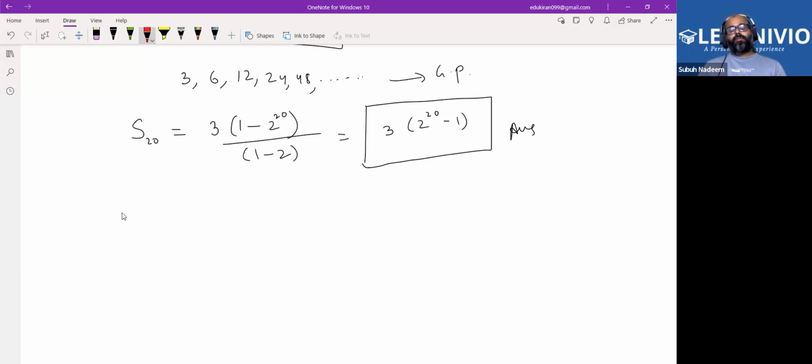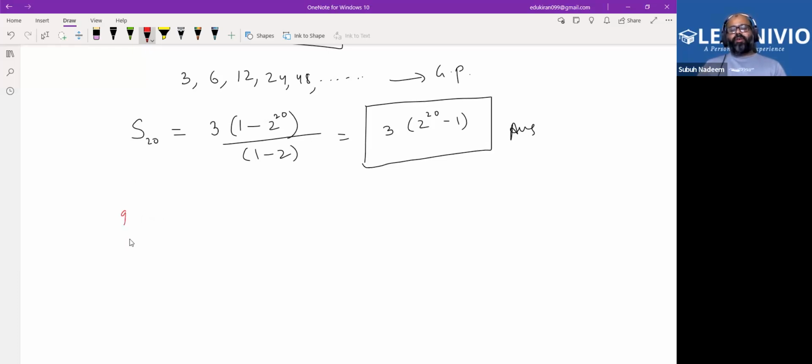Finish, sir. Okay. Now one more thing is here, which is not in AP. In AP, we studied what is nth term, what is sum till nth term. Similarly, in GP, we have studied what is nth term, sum till nth term. One more thing is there in GP, which is not in AP.